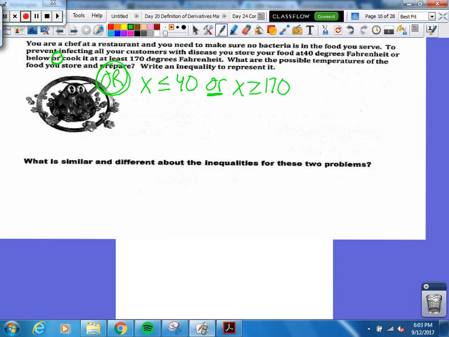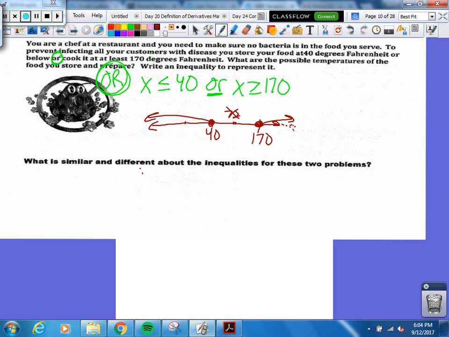It's an or. This one we don't combine because if I was to graph this, here is 40, let's say, and here is 170 on a number line. So the food can be 40 degrees or less and 170 degrees or more. So the food can be stored at 32 degrees, or cooked at 212 degrees. The food cannot be room temperature, like 72 degrees. At 72, it's going to spoil. You can't do that. So what's different about these compound inequalities? One is an and, one is an or.